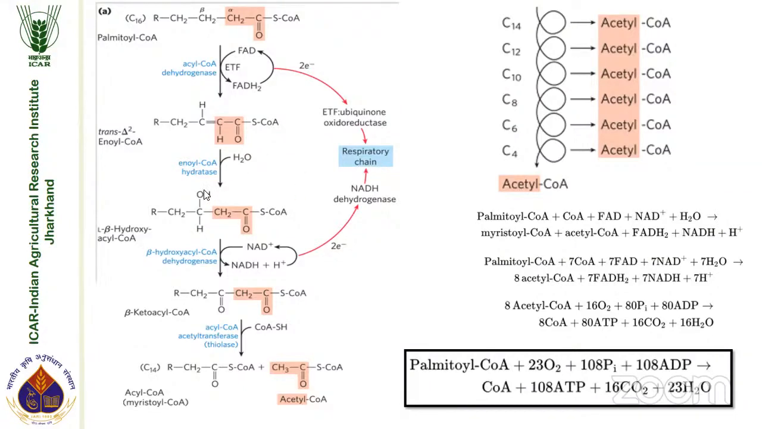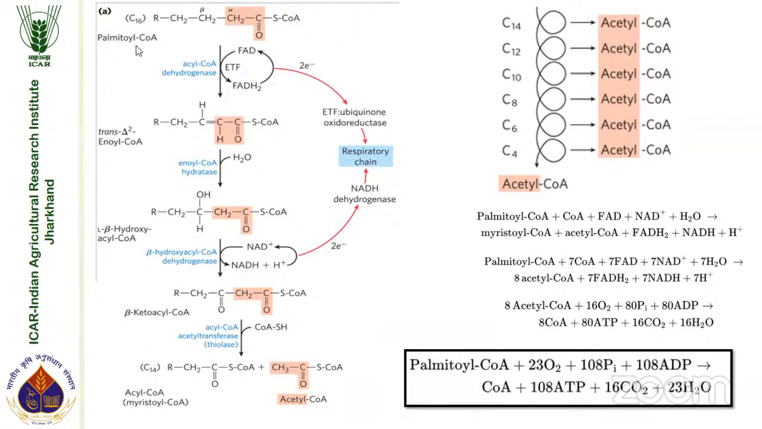After hydration you will form an alcohol, with the OH and H, so this bond becomes very susceptible. Then again the action of a dehydrogenase will remove this H and OH, so another carbonyl group is restored. Once the carbonyl group is restored, another action of acyl CoA acetyltransferase, thiolase, will remove acetyl CoA. Acetyl CoA will be removed, and a fatty acid two carbons shorter will be left.